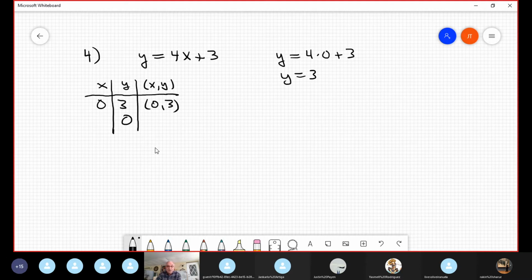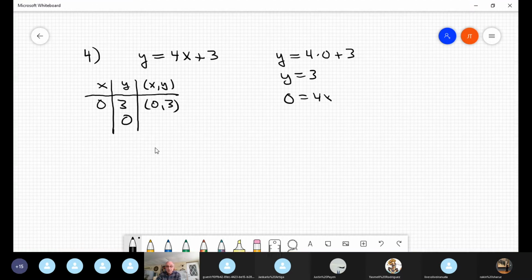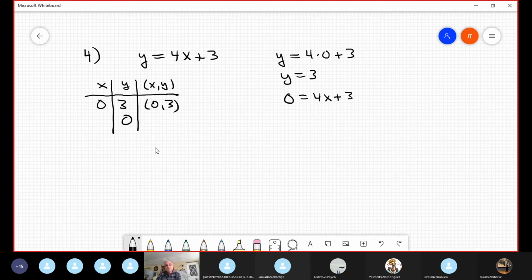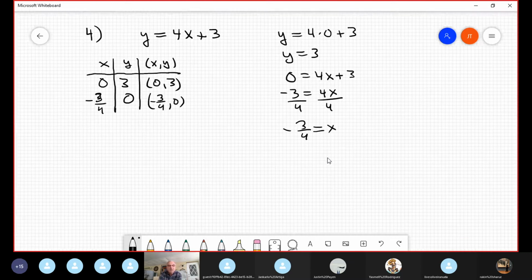Now Y is 0. So 0 equals 4x plus 3, and we solve this equation for X. I move the 3 and divide by 4. So negative 3 over 4 equals X. The answer is negative 3 over 4, 0. Okay, ready to do the graph.